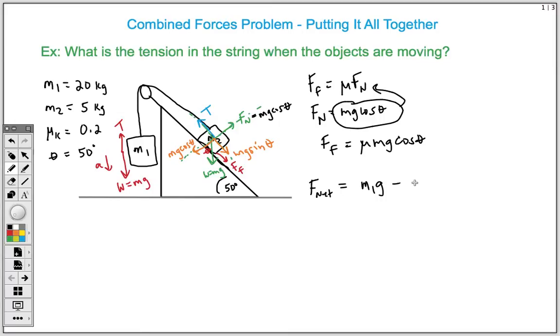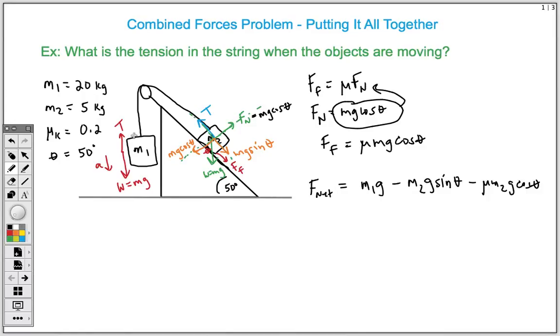m1g minus m2g sine of theta minus the frictional force, which we said was mu m2g cosine theta. Alright? That's our net force. How is that going to help us solve for the tension?